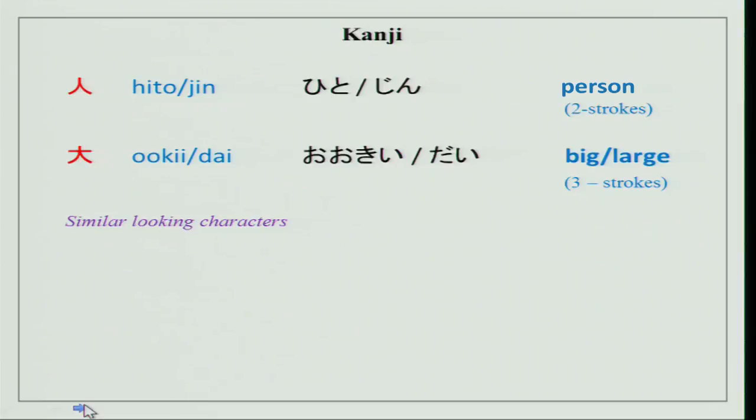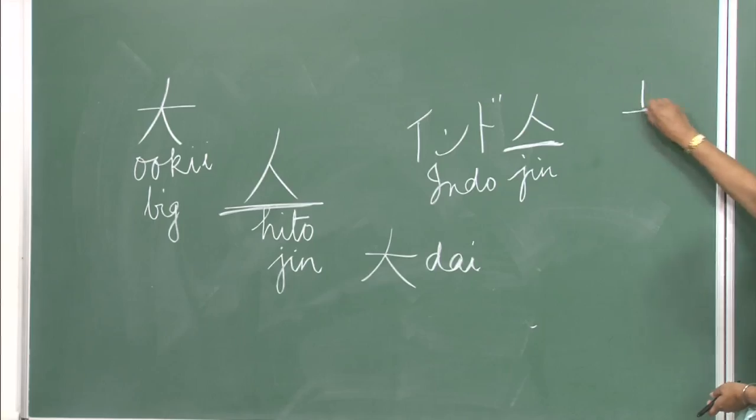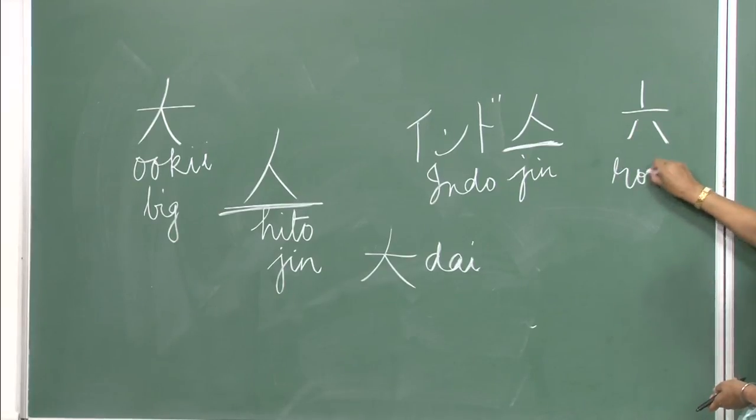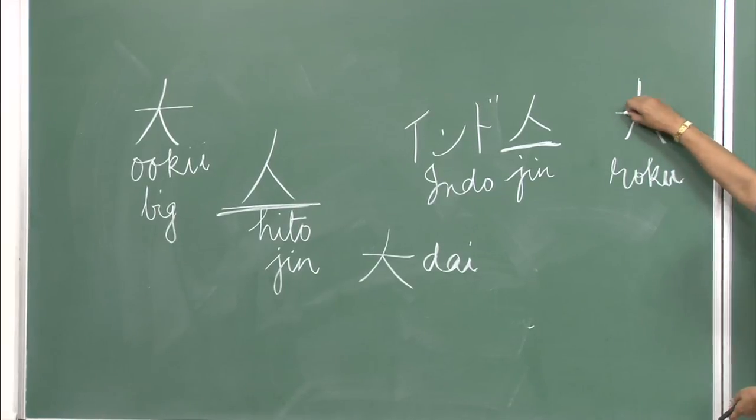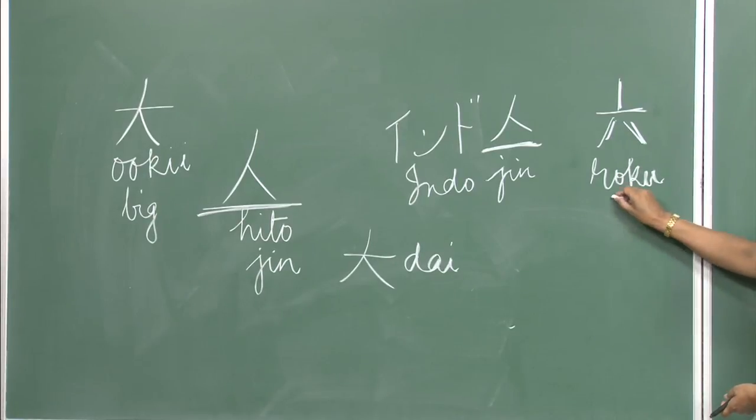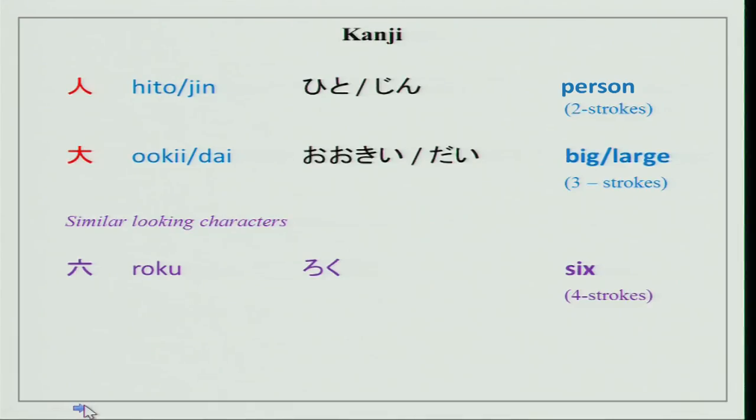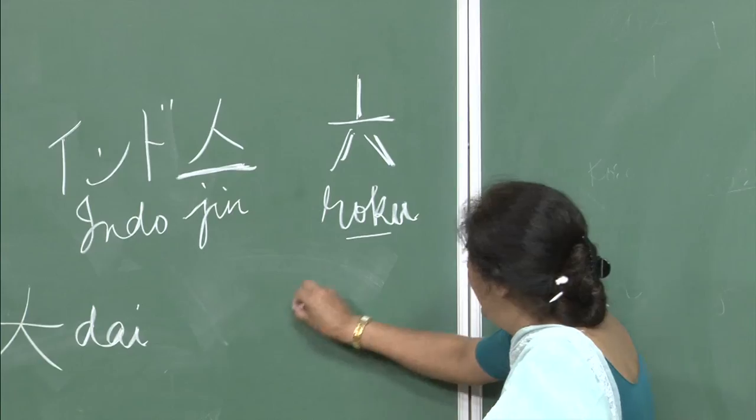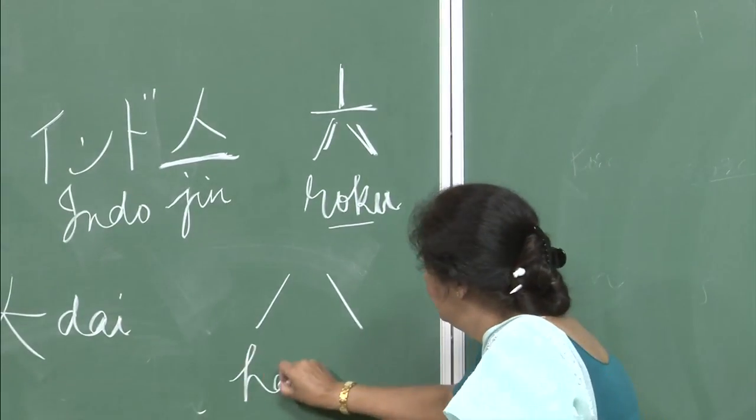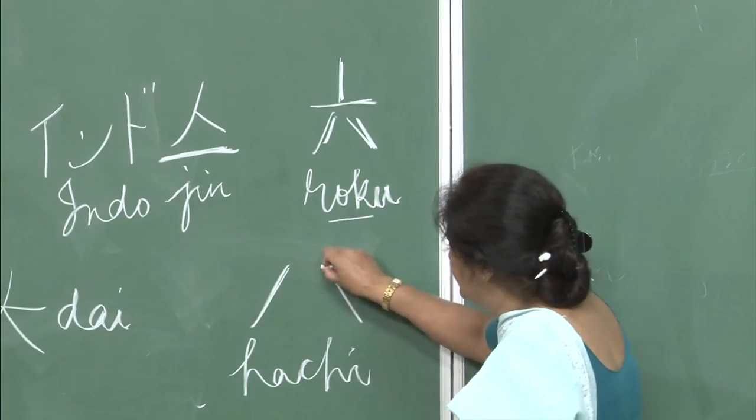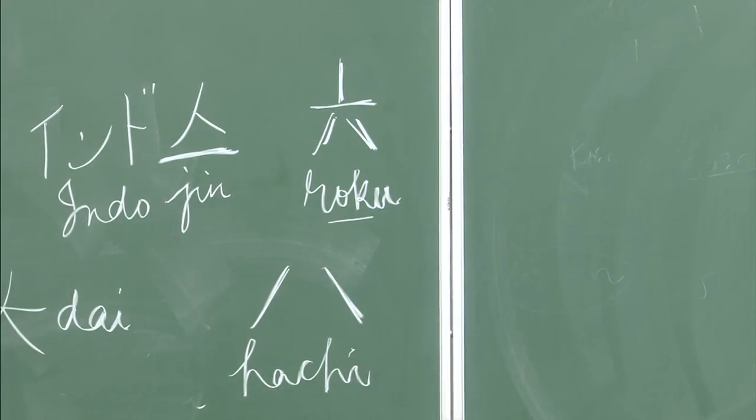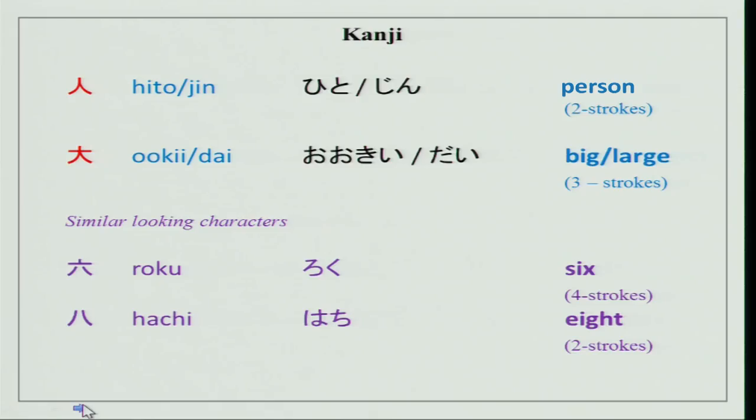Now, we have done some characters which are quite similar to Oki and Hito. Look at them and then you will see. What is this character? Can someone tell me? This is Roku. 1, 2, 3, 4, 5, Roku. So this is Roku, which is 6. It is quite similar to Dai and Jin over here. It is a 4-stroke character as we have done earlier. Now there is another character, number 8, Hachi. Simple 2-stroke character, quite similar to Hito. So these are the 2 characters today, Oki and Hito.